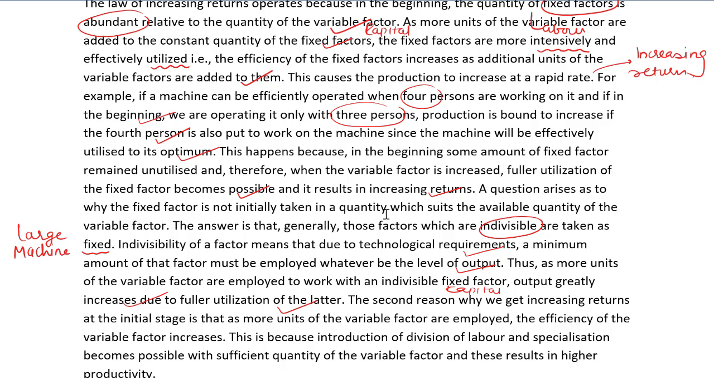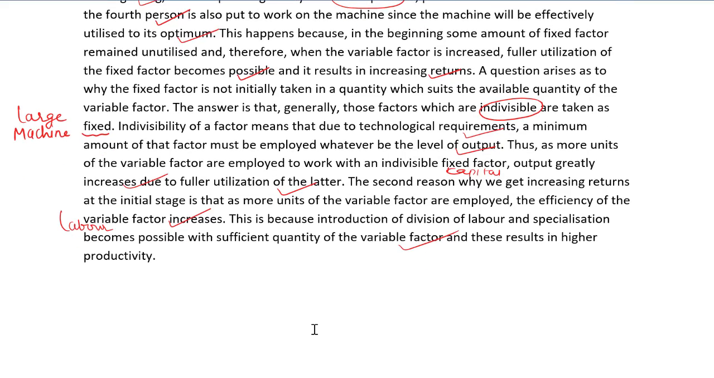The second reason why we get increasing return at the initial stage is that as more units of variable factor are employed, the efficiency of the variable factor, that is labor, increases. The efficiency of labor increases when you combine it with the optimum fixed factor. This is because the introduction of division of labor and specialization becomes possible with a sufficient quantity of variable factor, and this results in higher productivity.